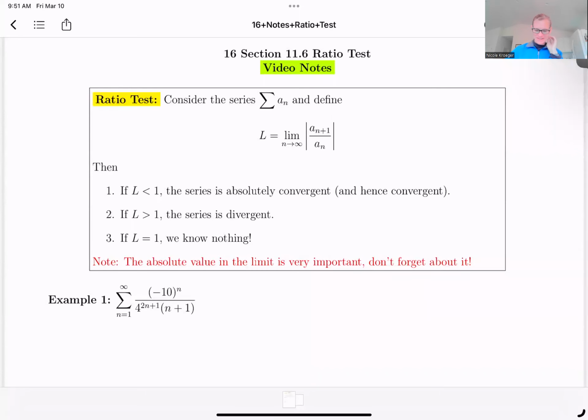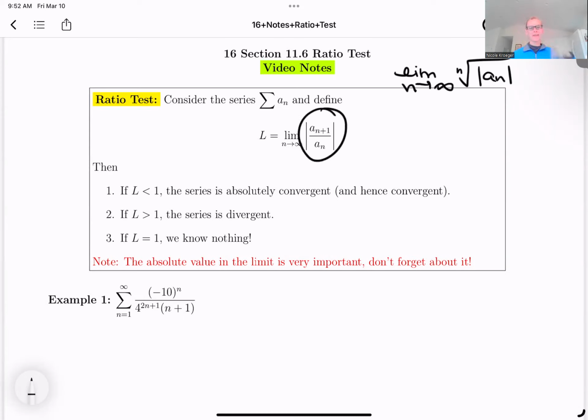We're going to do the ratio test today, which is going to look really similar to the root test. So the only difference here is the limit that we're computing. Remember with the root test, we computed the limit as n approaches infinity of the nth root of the absolute value of a sub n. Here we're computing just a different thing. We're computing a ratio. So we're looking at the n plus 1 term over the nth term. Once again, we have absolute values there.